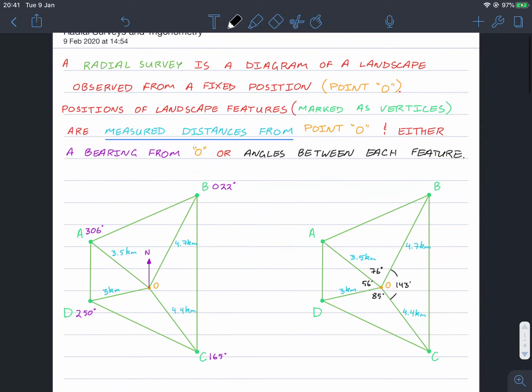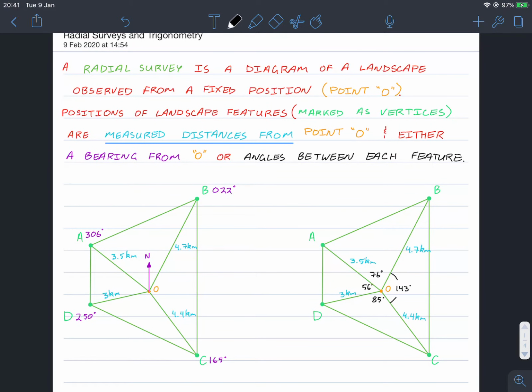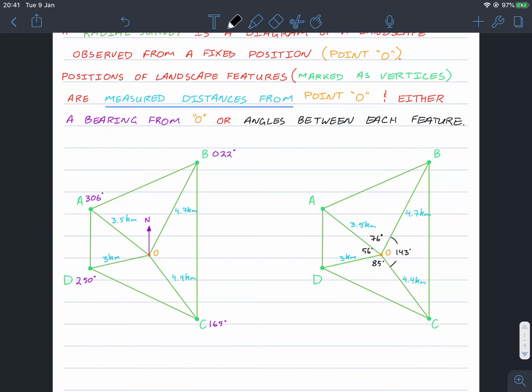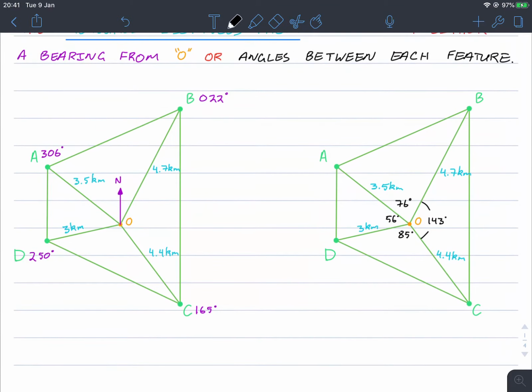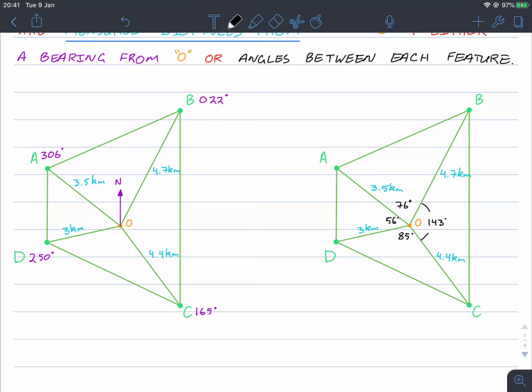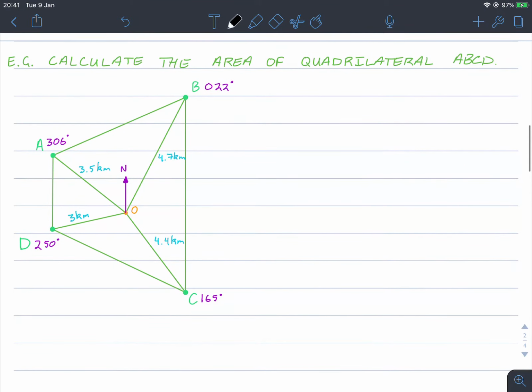I hope that gives you an understanding of what a radial survey might look like. Also, there might be more than 4 points. You might have 5, 6, 7, or 8. But I hope you can already see the triangles that are being formed. Alright, let's do a few examples.